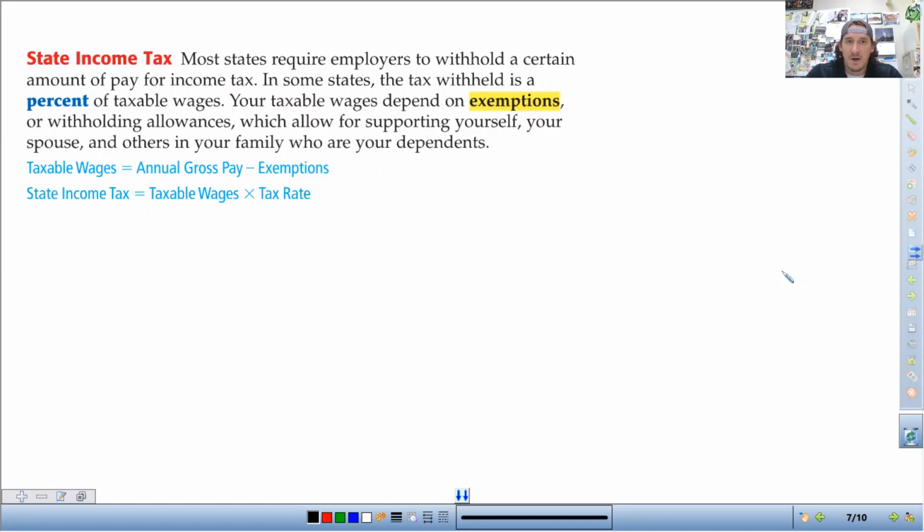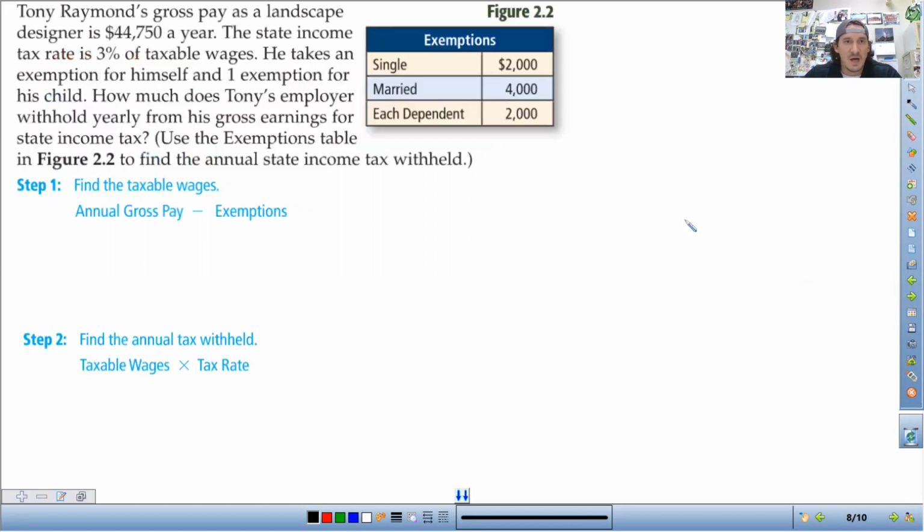However, if you claim those exemptions during a paycheck, you'll have to pay more taxes at the end of the year. So if you have fewer exemptions, you end up getting a larger tax return at the end of the year. So how this works, we have Tony, whose gross pay as a landscape designer is $44,750 a year. The state income tax rate is 3% of taxable wages.